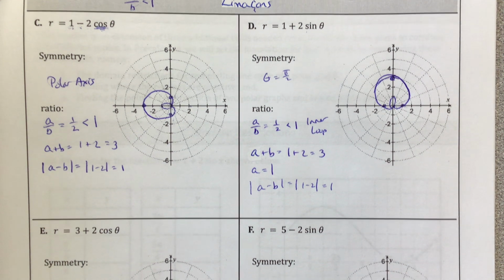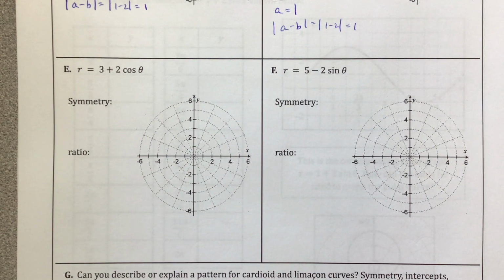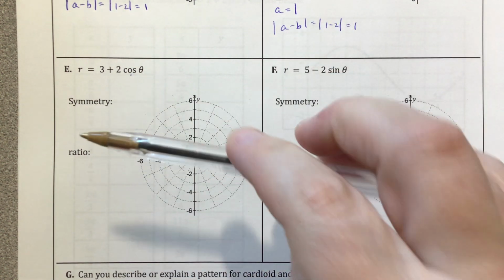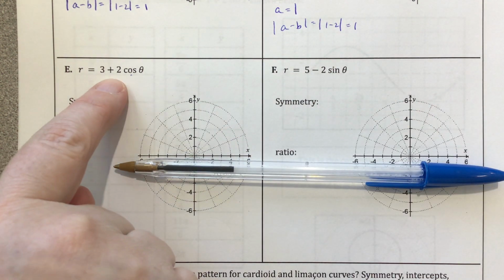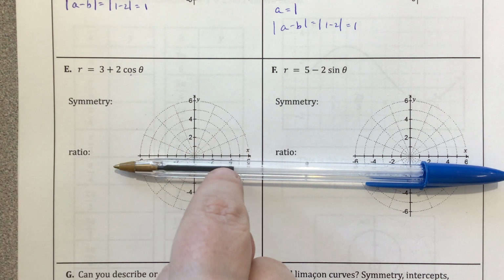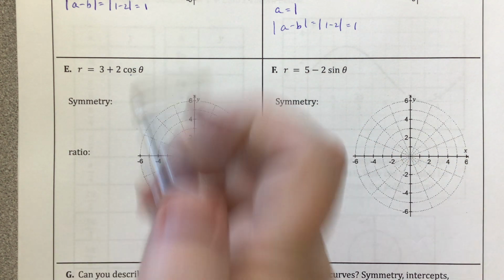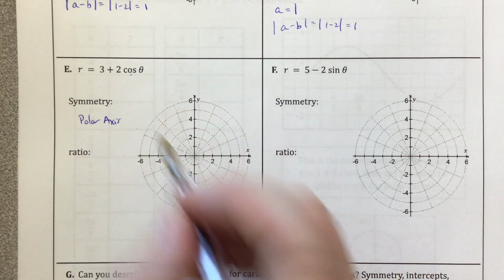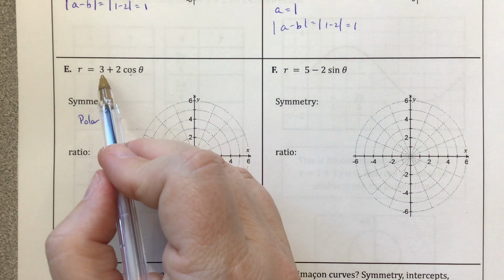Okay, let's look at this next one. So here, cosine tells me I'm going to be oriented over the horizontal axis. That plus tells me I'm going to be oriented over the positive side. The bulk of my graph is going to be over here. Because of that cosine, we're going to have symmetry with respect to the polar axis.